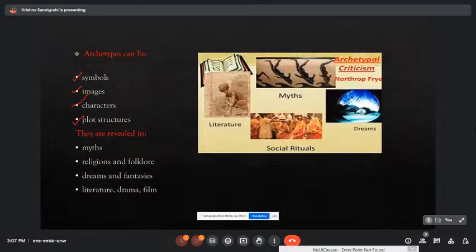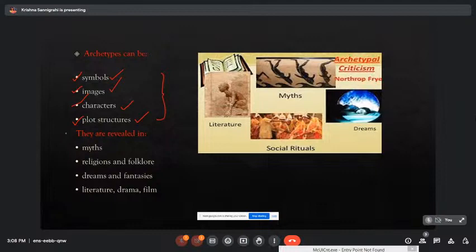So once again, what kind of archetypes can there be when we are doing a literary study? There can be symbols, images, specific characters and plot structures, and they will pertain to the qualities which we have already discussed in the previous slide. What are the qualities we discussed? That they are going to be recurrent, that is, repetitive, and they are going to appeal to some universal concept or universal idea.